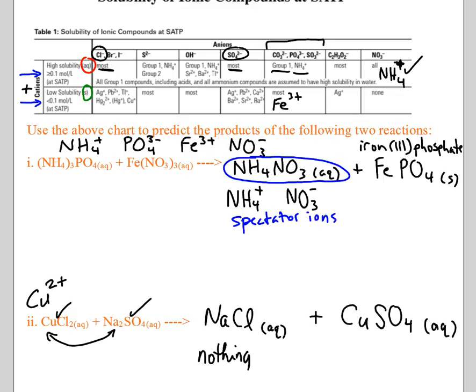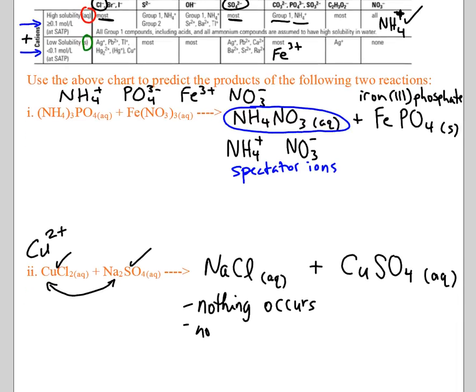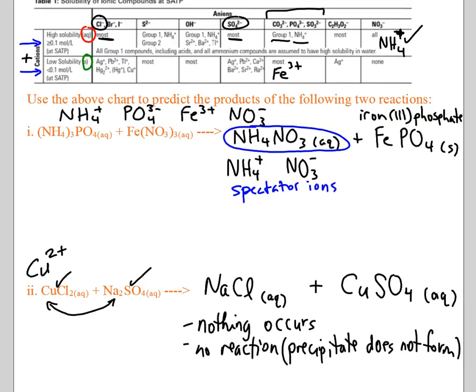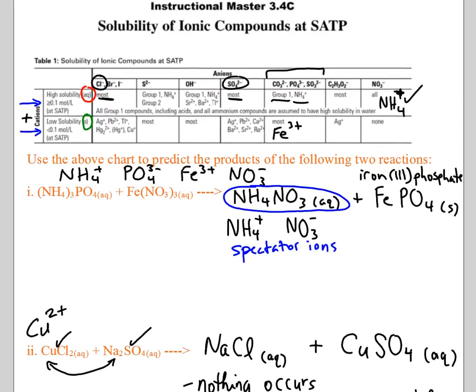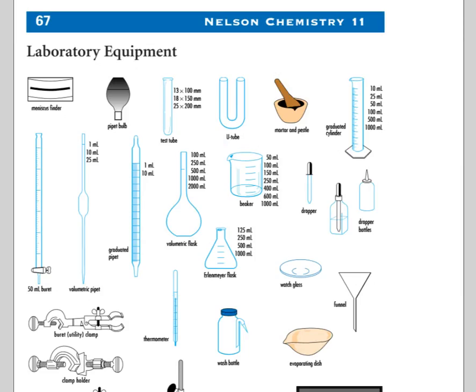Very likely, nothing occurs. There will be no reaction, no precipitate. All our products are highly soluble, and so that's our conclusion. No reaction, meaning no precipitate forms. Okay, so we're starting to use this solubility table to both predict the solubility of a given compound as well as the potential for the formation of new compounds in a double displacement reaction.